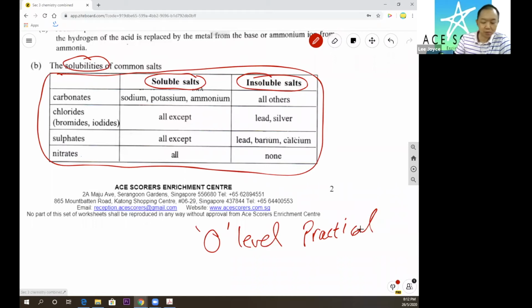For example, if I give you calcium carbonate, you need to decide: is it soluble or insoluble? Because I've got to add water, right? If I add water, is it going to dissolve or not dissolve? Because if it dissolves, I cannot use filtration. Got it? You understand what I'm saying?